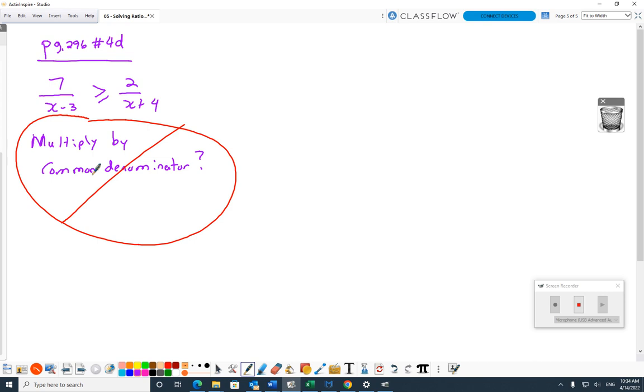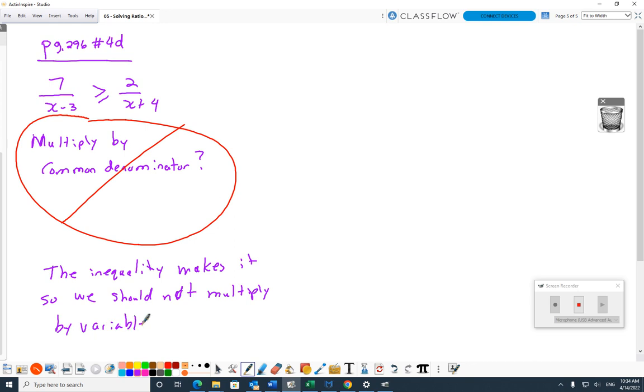There's a perfect sentence. Let me write that sentence down. The inequality makes it so we should not multiply by variables. I think when I said it out loud, I said could not, cannot. It's not true. You can. But you've got a lot of work to do to keep track of when those variables are positive and when they're negative. So we need a different algebraic move for these.